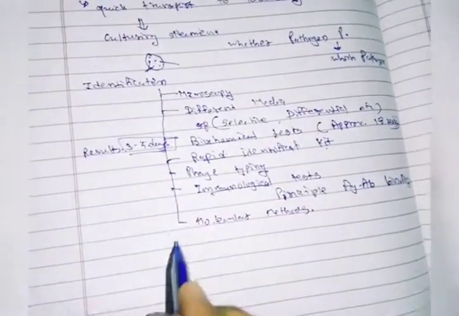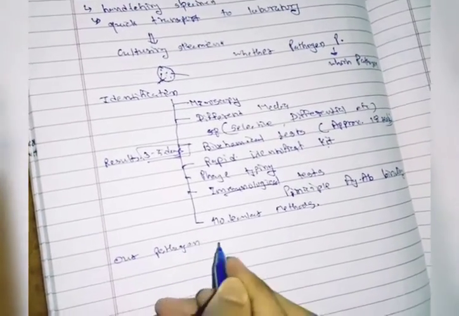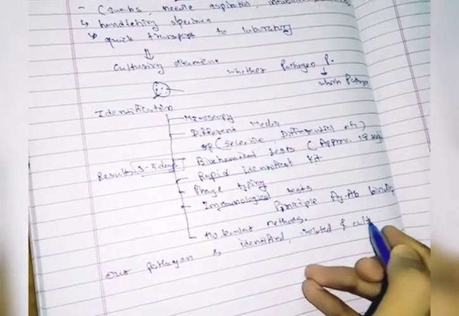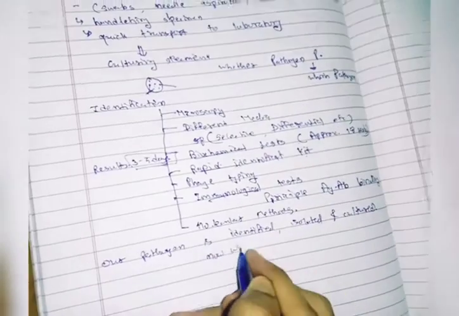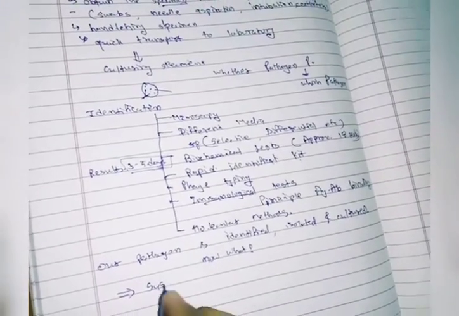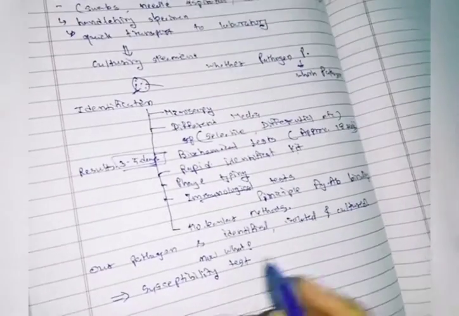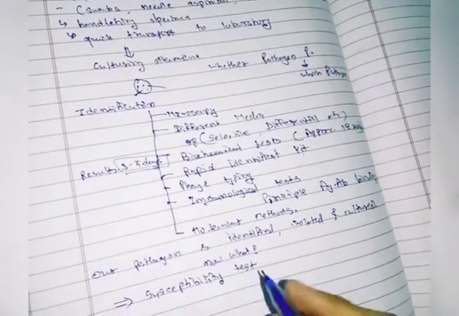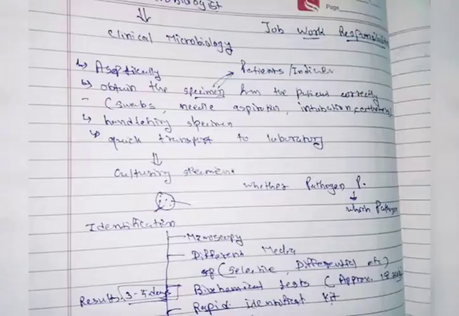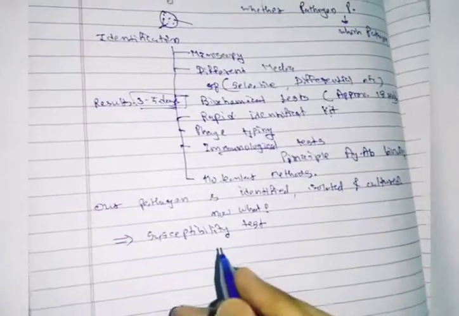And now our pathogen is identified, isolated also, and cultured. Now what? Now it requires susceptibility testing, to check the most effective methods of control, because the clinical microbiologist does not just collect a specimen and identify the pathogen. He has to be fully prepared for the control of that disease.